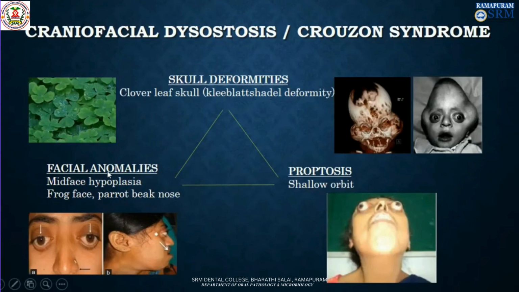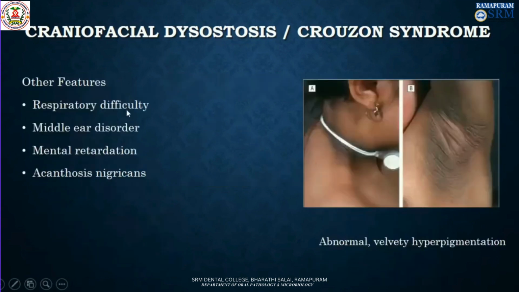Patients may also have facial anomalies, most commonly the mid-face hypoplasia or the maxillary hypoplasia. And the eyes may be wide set, which we call hypertelorism. And because of this, the face will appear like a frog, and it's called frog-like face. And the nose may be prominent, which we call parrot-beak nose. Other features can be seen, that is, most of them will have respiratory difficulty. And middle ear disorders can lead to hearing impairment. And patients may also have mental retardation.